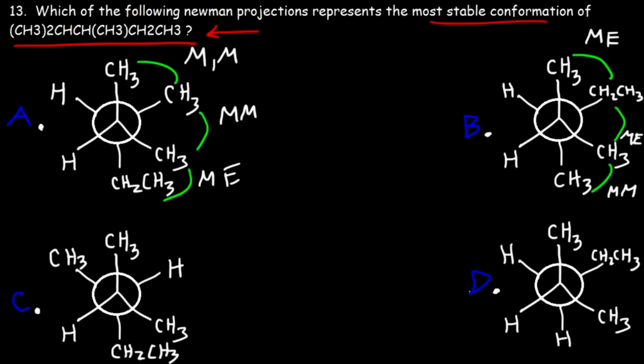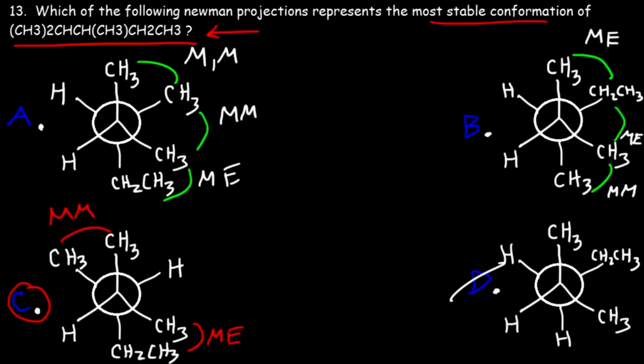Now looking at answer choice C, there's only 2 gauche interactions. A methyl-methyl gauche interaction and a gauche interaction between a methyl and an ethyl group. So because answer choice C has the least number of gauche interactions, and all of these are staggered conformations, answer choice C represents the most stable conformation. Now between A and B, which one is more stable?